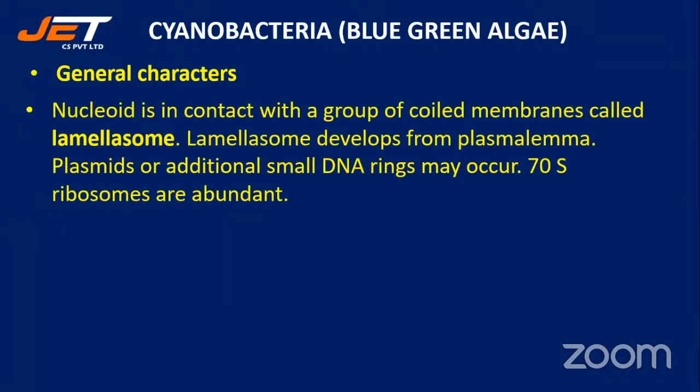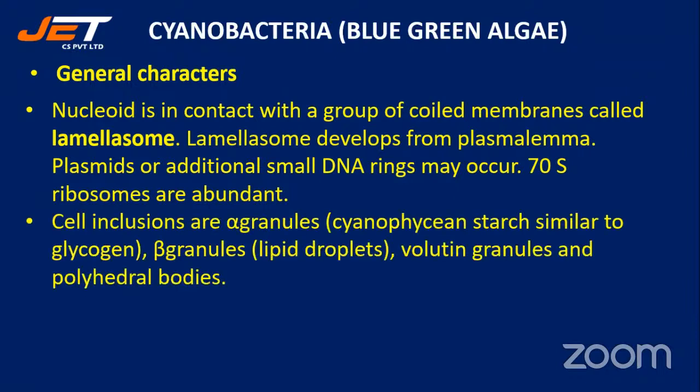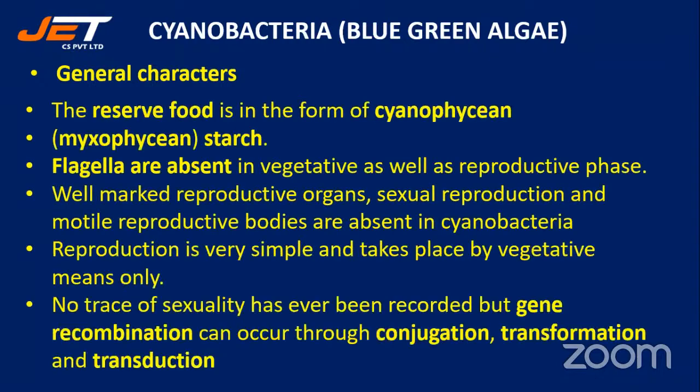So this part we just discussed. They have the nucleoid, which is in contact with a group of coiled membranes called the lamellosome, and the lamellosome develops from plasmids. Plasmids, or additional small DNA rings, may occur. 70S ribosomes are abundant here. Cell inclusions can be alpha granules, beta granules, volutin granules, and polyhedral bodies. Alpha granules are cyanophycin starch, which is similar to glycogen, and beta granules are lipid droplets. The reserve food is in the form of cyanophycin, the myxophycean starch.